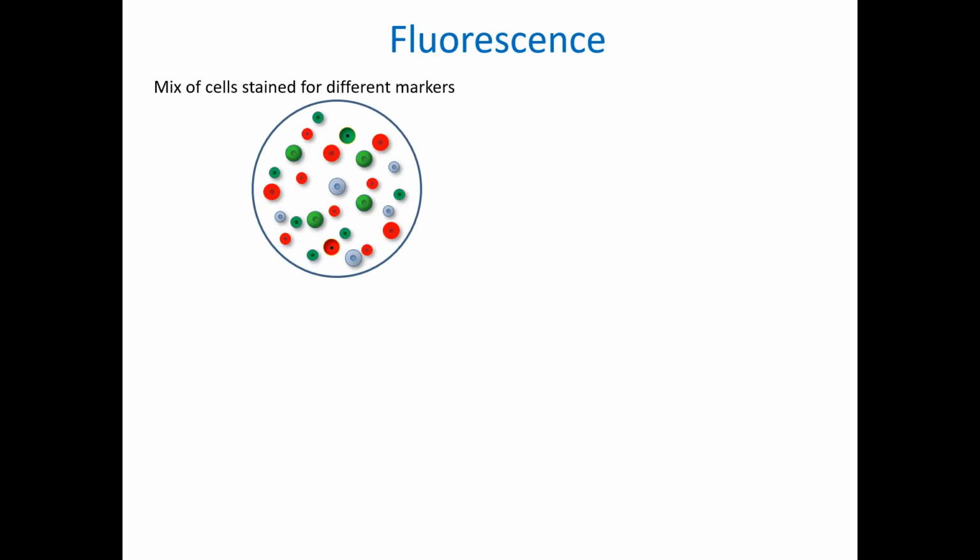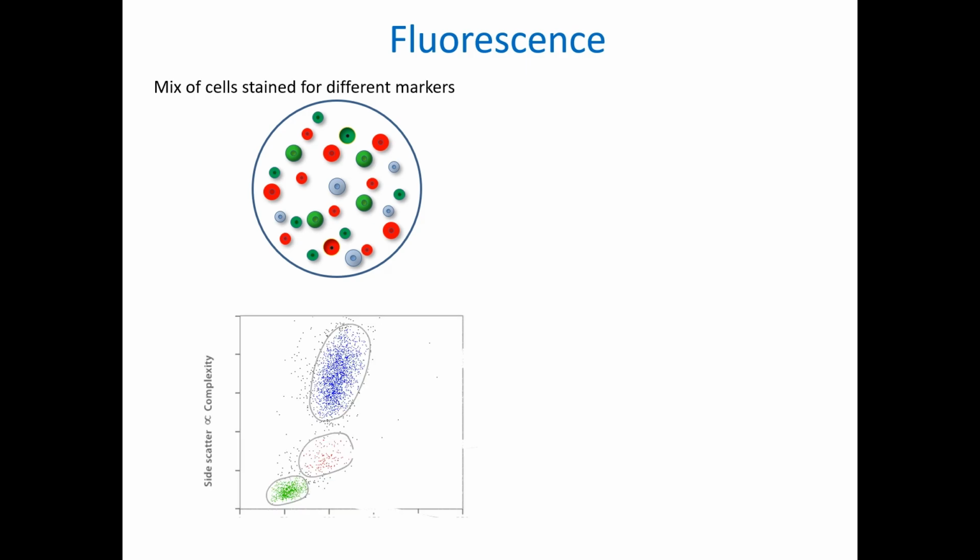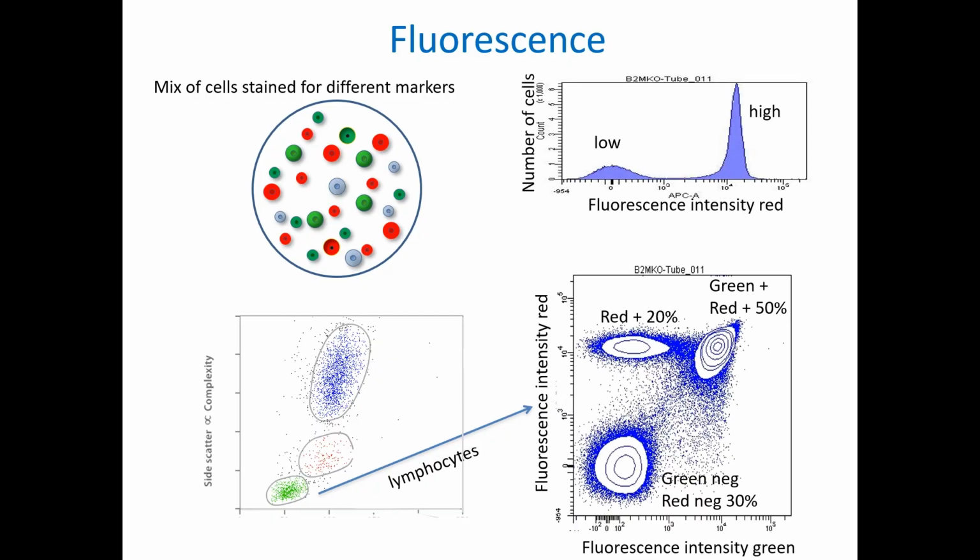Fluorescence. Here we have a mix of cells, again different sizes, now also stained with red and green fluorochromes attached to different markers. We can look at the different populations identified by their scatter. Here we're looking at the fluorescent parameters of the lymphocytes only, and then delve into the expression of those markers on the different subpopulations of lymphocytes.